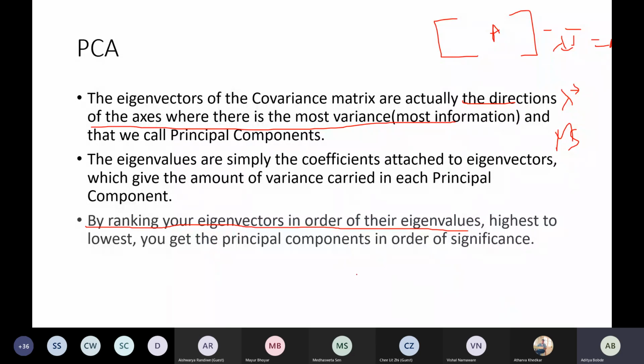Suppose eigenvector 1, which I represent as EV1, has a value of 4.2. The next eigenvector, since I'm sorting them, the second eigenvector will have a value of 3.8, and the third eigenvector will have a value of 2.7. So I'm sorting them from highest to lowest values. The first one always has the highest value.